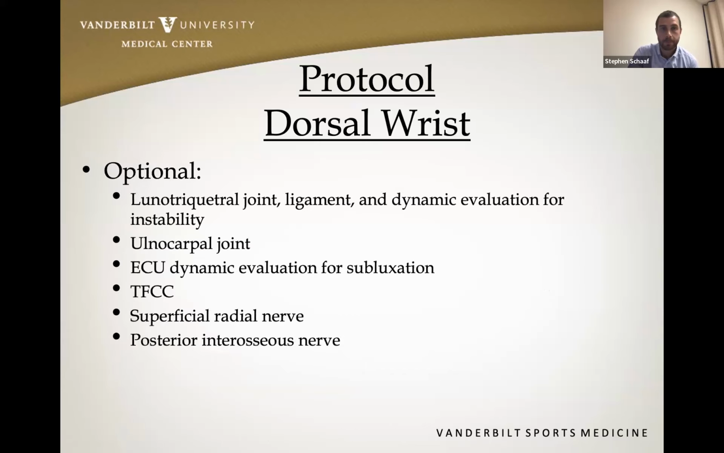However, there are definitely a lot more optional structures that you can scan depending on the patient's clinical presentation. They're going to be a little more advanced. One of these is the lunotriquetral joint ligament and dynamic evaluation of this area, which is usually going to be the second most common cause for carpal instability. But also if they're having more ulnar related symptoms, you can evaluate the ulnar carpal joint, the ECU, as well as the TFCC. And of course, if you're concerned about any type of neuropathic symptoms, then in this area you have the superficial radial nerve, as well as the posterior interosseous nerve.